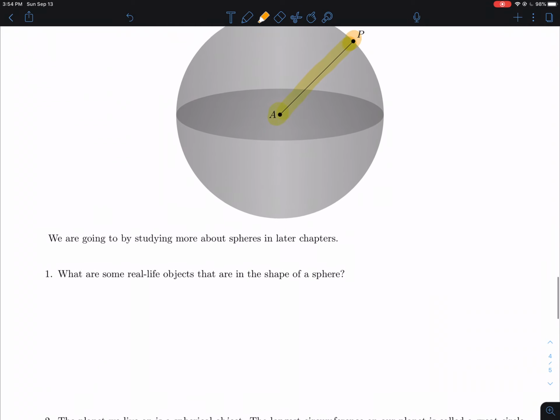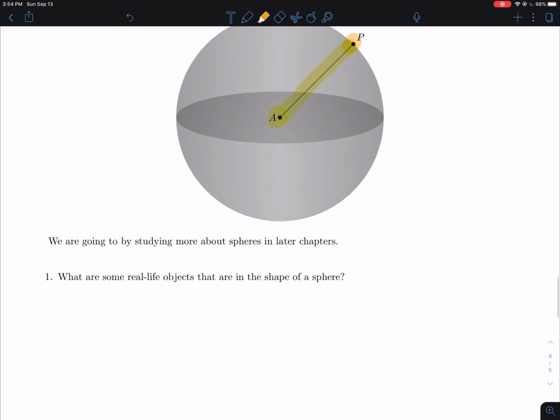And what are some real life objects that are the shape of a sphere? Well, we could yell stuff out all day long. Except for a football, basketballs, soccer balls, golf balls, baseballs, all those are spherical in shape. Planet Earth is spherical in shape. So all kinds of things are sphere shaped. You can jot down anything that you want.